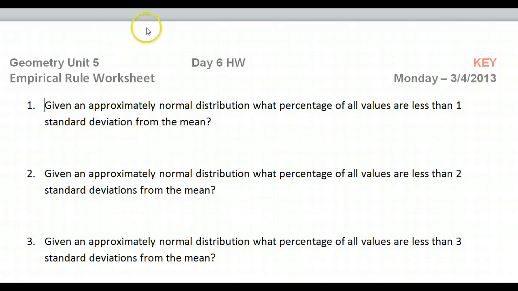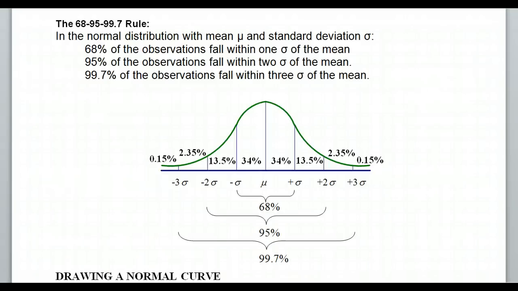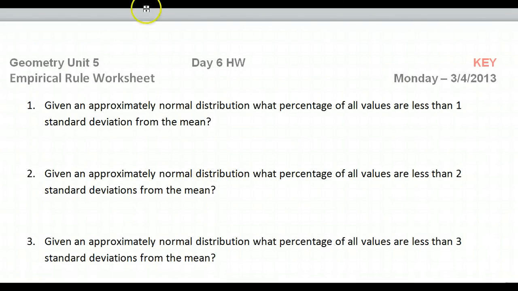Alright, so looking at problem number 1, that's going to be pretty straightforward. Given an approximately normal distribution, meaning like a bell curve, what percentage of all values are less than 1 standard deviation from the mean? Well, that's what I just told you. Within 1 standard deviation of the mean, that is 68%. Okay, so that'll simply be 68%.